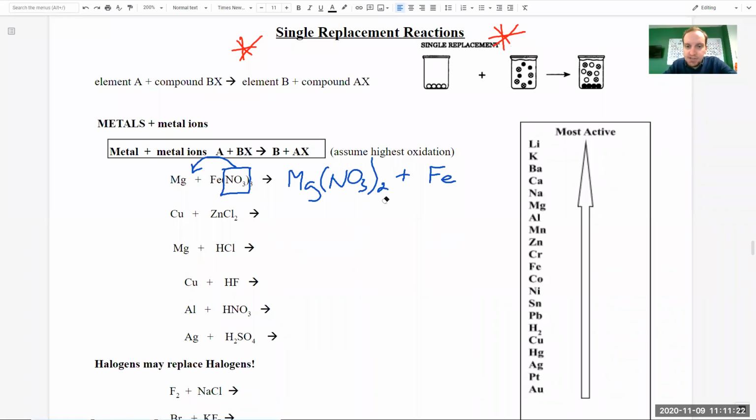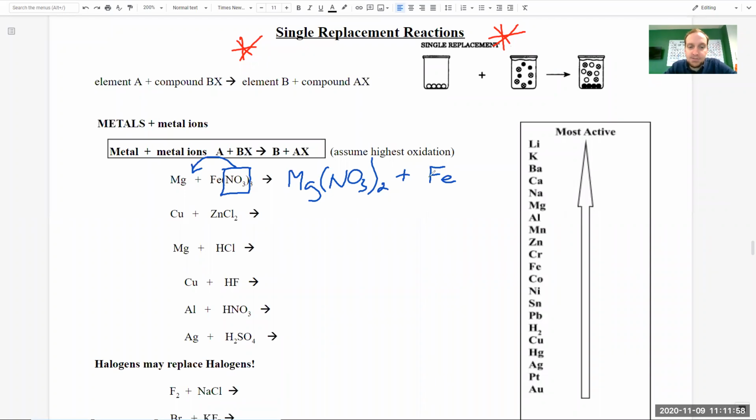So what we're going to do is come over to this activity series and look at the two metals. We have magnesium and we have iron. Magnesium is located right here. Iron is located down here. So because it's going in an upward direction, magnesium is more active than iron. Magnesium is higher than iron, meaning magnesium wants to take that nitrate. It is going to steal it from the iron, and the iron is not going to be able to stop it. Therefore, this is the final product: Mg(NO3)2 plus iron.